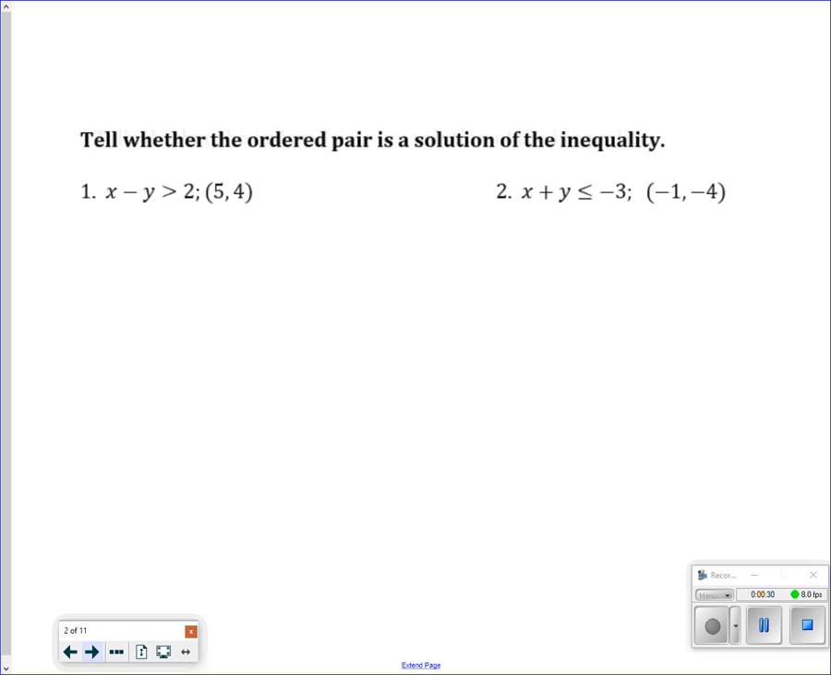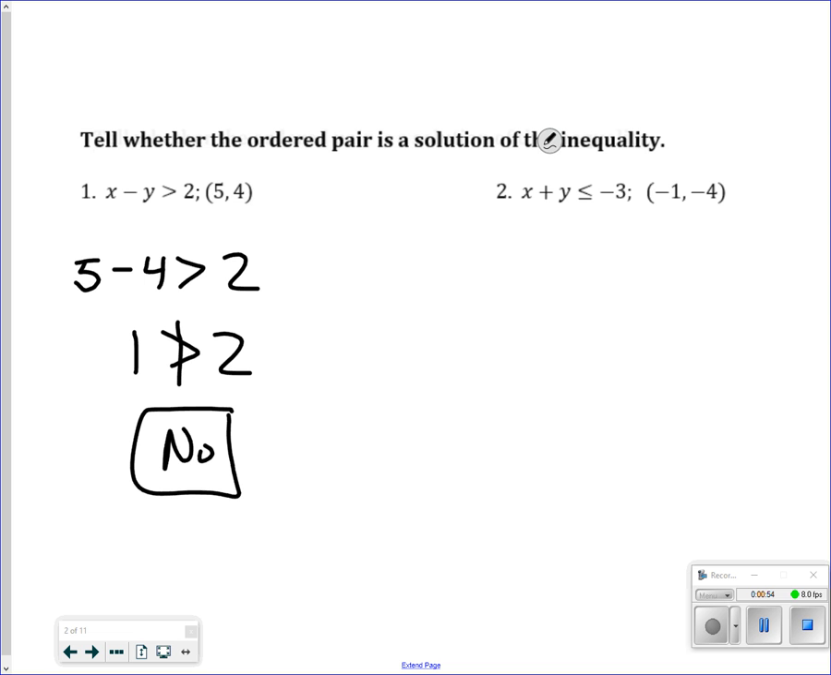So to start with, deciding whether or not something is a true solution to an inequality. If you're given an x and a y, you're going to plug in the first number for the x, the second number for the y, and decide if it's true or not. So 5 minus 4 is 1. Is 1 greater than 2? And the answer to that question is no, it is not. 1 is not bigger than 2.